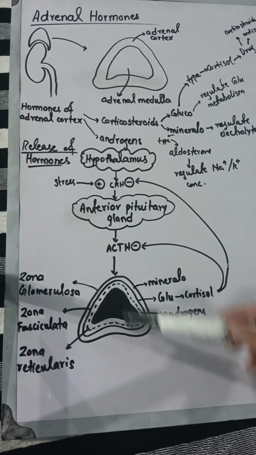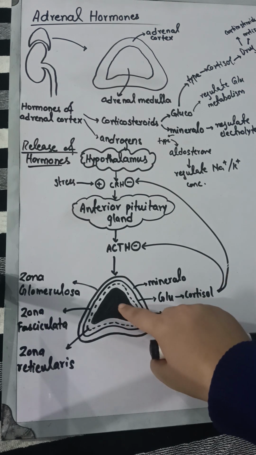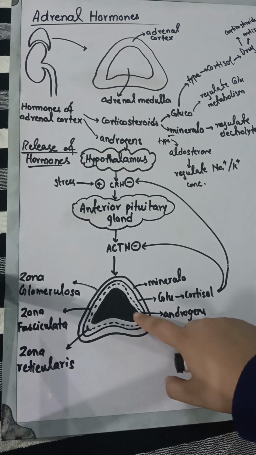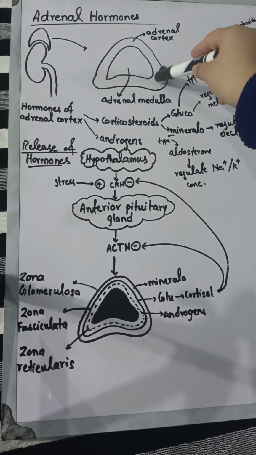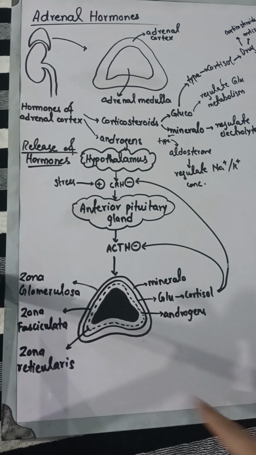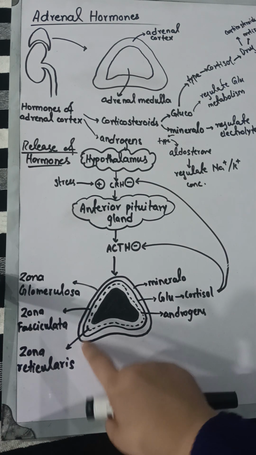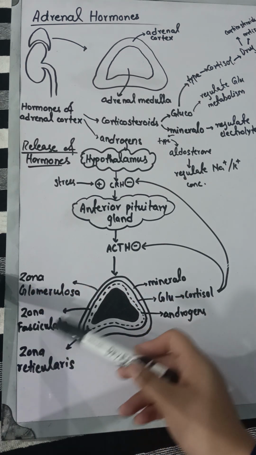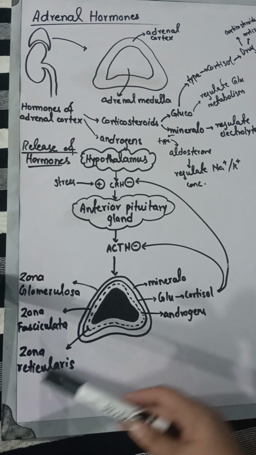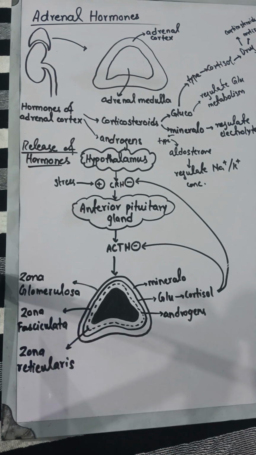Now your adrenal gland, this dark part is the adrenal medulla, while the upper three layers are the layers of your adrenal cortex. So this adrenal cortex consists of three further layers, which I have drawn here. The first layer is called the zona glomerulosa, the second layer is the zona fasciculata, and the third layer is the zona reticularis. Each of these layers is going to produce specific hormones.